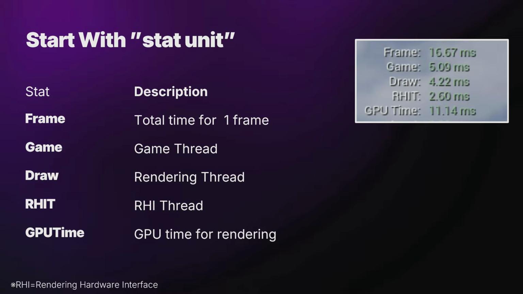The stat unit command displays several performance related values: Frame, Game, Draw, RHIT, and GPU. The details of each are shown in this table. This mainly represents the per-frame processing time for each thread. For a title targeting 60 FPS, the time for each should stay within 16.6 milliseconds. On the other hand, if any of these values exceed 16.6 milliseconds, that means a performance issue is likely occurring.